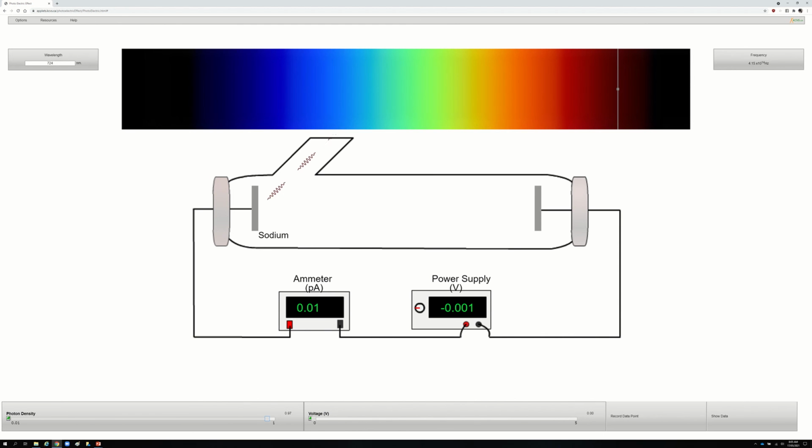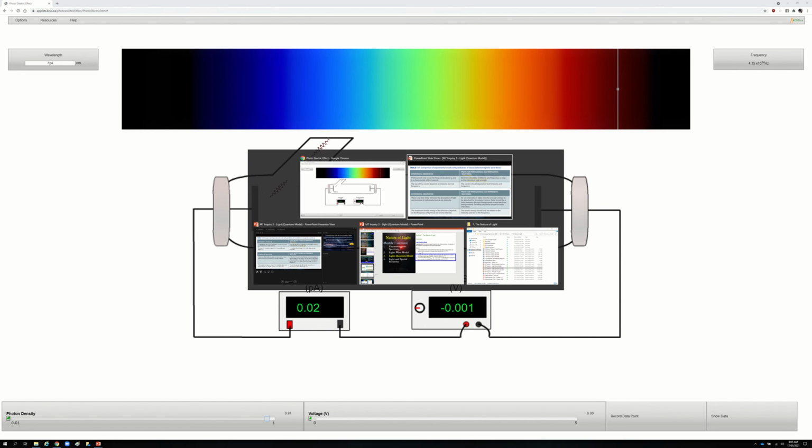Okay, the wave model says that over enough time, if I have enough intensity of light, so enough light striking the metal, then I should get electrons being displaced. That's not true.